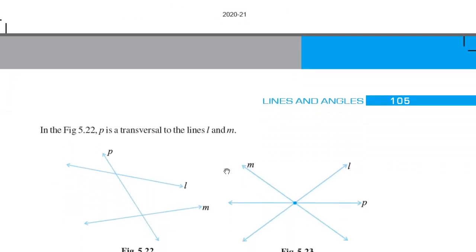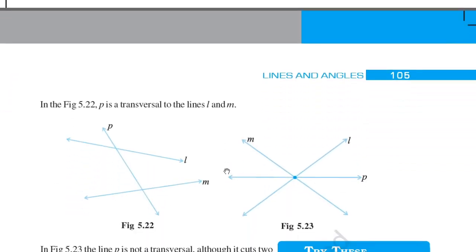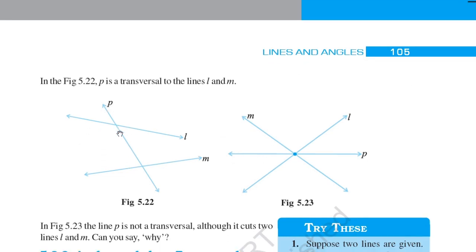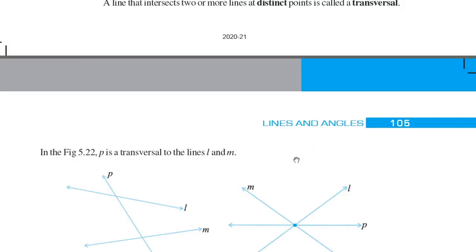So you can see in figure 5.22, P is a transversal to the lines L and M, because it is intersecting more than one line. And in this figure 5.23, the line P is not a transversal although it cuts two lines L and M. Can you say why? Because it is intersecting at one common point. So it was very easy.